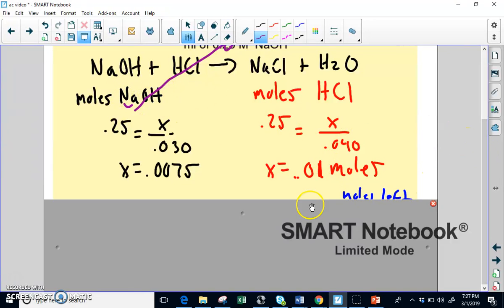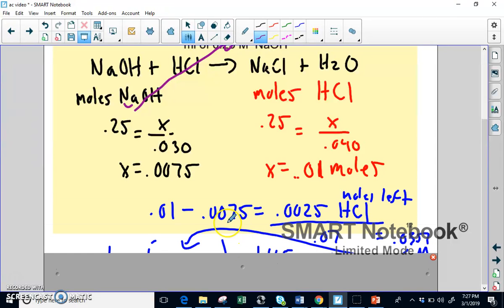So if we scroll down, all of this is going to react. And what's left is going to be 0.01 minus that, which is 0.0025 moles of HCl. So all of this is going to completely react. All of this is going to be turned into salt and water, and there's some acid left. Now that acid that's left is going to make the pH go down.